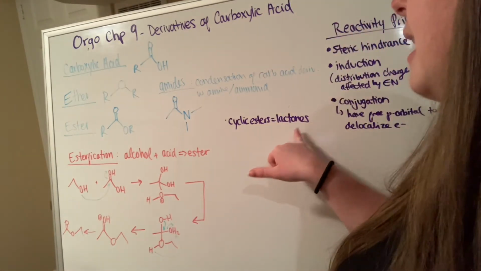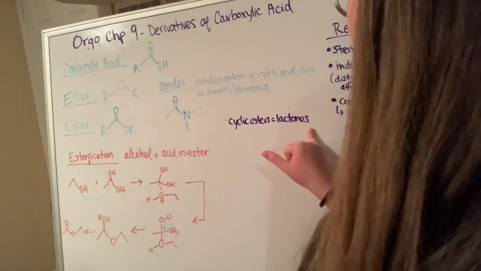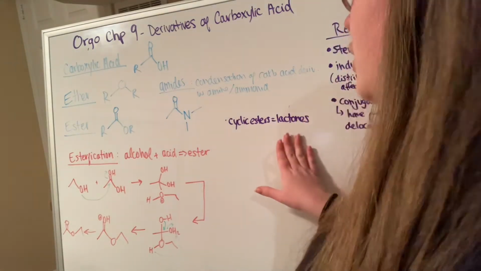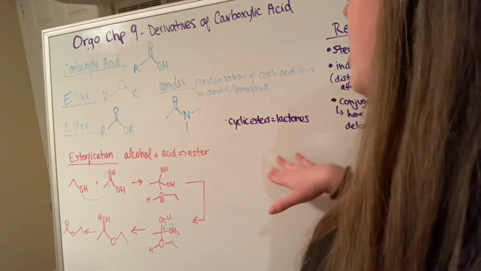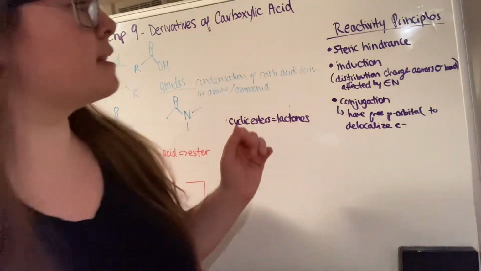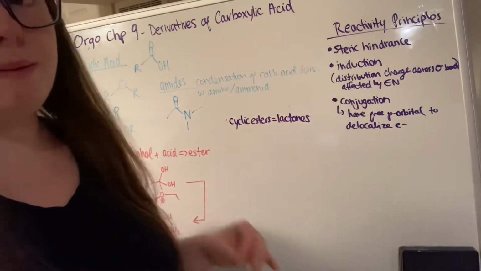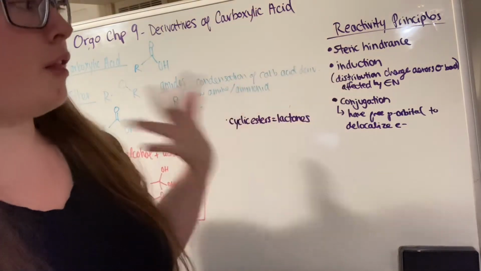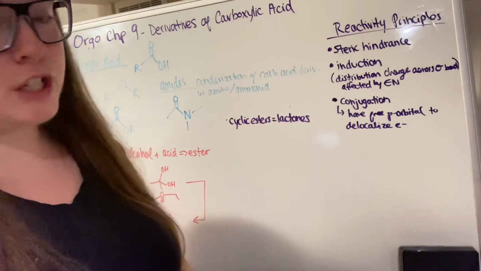Oh, the cyclic esters are known as lactones. I know that's something that I didn't necessarily know at the beginning, but I just wanted to share that. Cyclic esters are known as lactones. So next, we're just going to talk about some reactivity principles. And those are important for all the reactions, but just a little recap for this chapter.